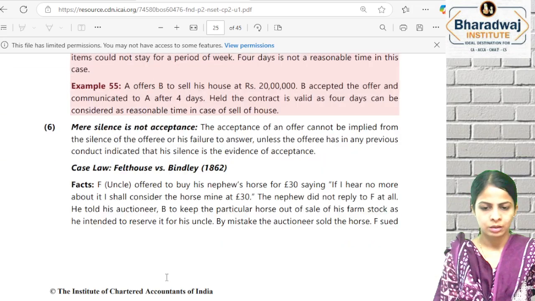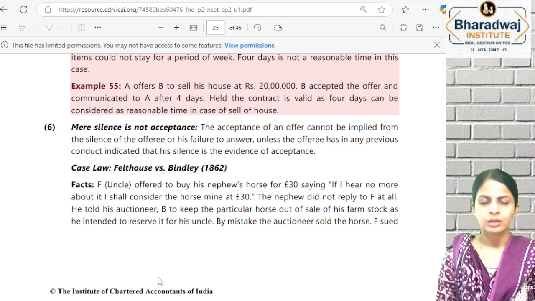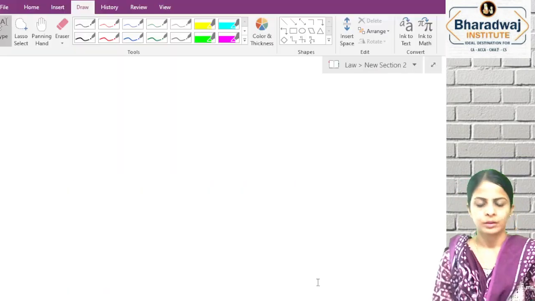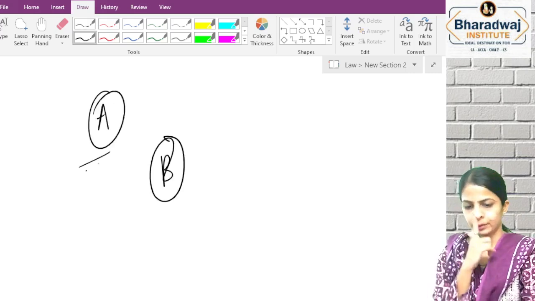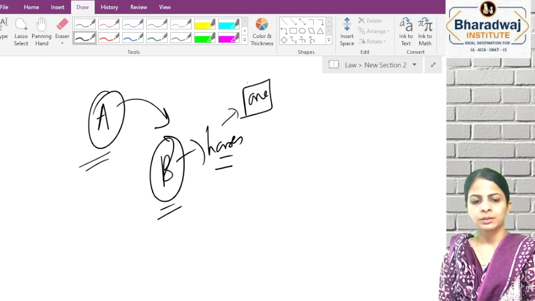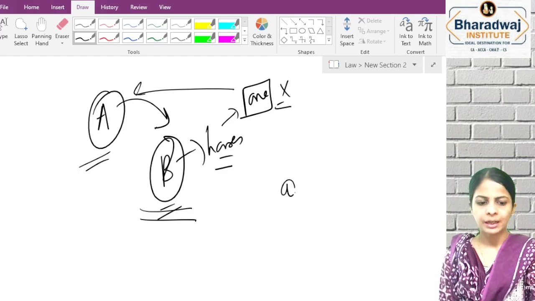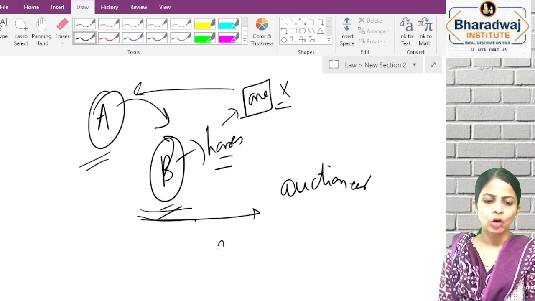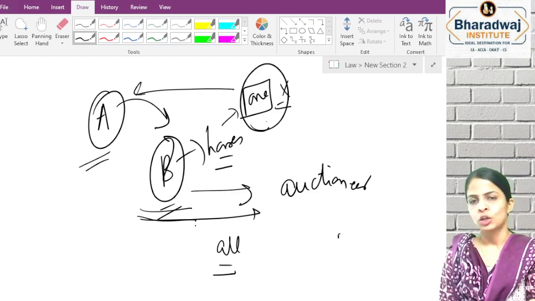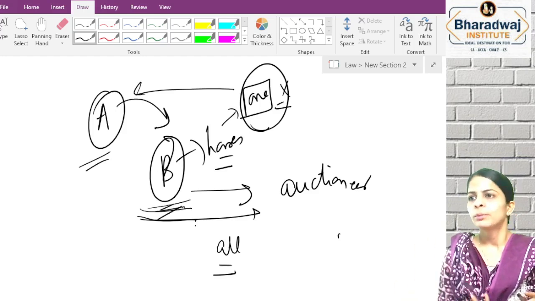There is one important case law here, Felthouse versus Bindley. Now what happens in this case? Anybody remembers? There were two people, A and B, one uncle and one nephew. B is having horses. A tells B that one particular horse, supposing named X, this horse I am ready to buy. B was auctioning all the horses. He appointed an auctioneer, gave all the horses to the auctioneer and informed him that this particular horse X, do not auction. Clear? Do not auction. Why? Because B was thinking that I have to give it to my uncle A.